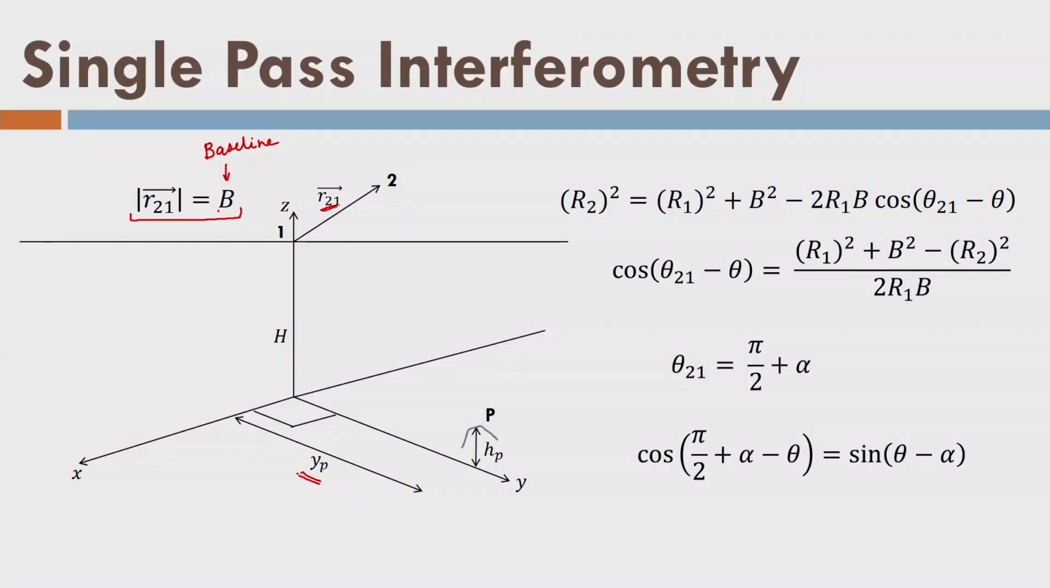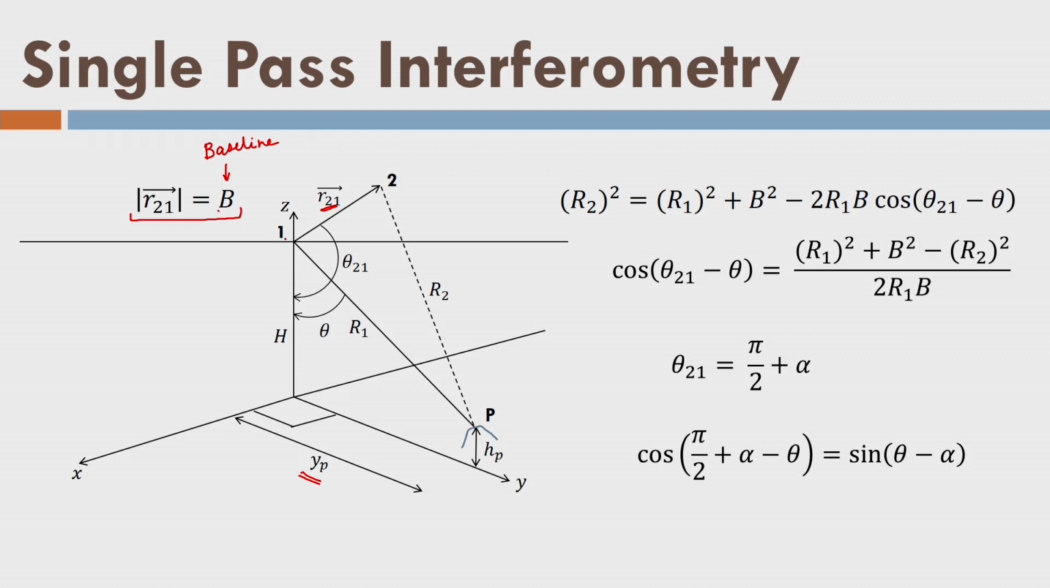Now you can see this is the across track direction yp, and this is the along track direction, which is not shown here. I know that point 1, point 2 and point P are in one plane, as you can see here. This is range R1, this is range R2, this is the angle theta 21 and this is the angle theta. Theta 21 and theta are the look angles for point P by the different receiver antennas.